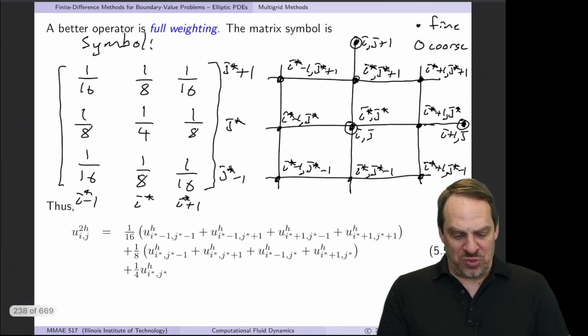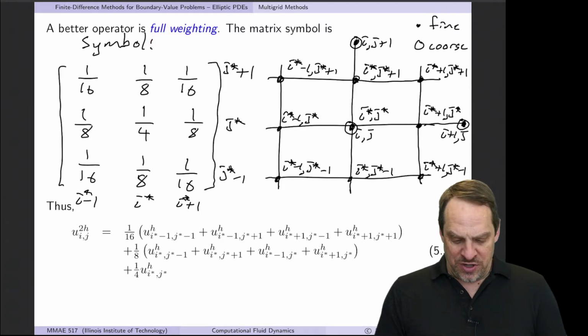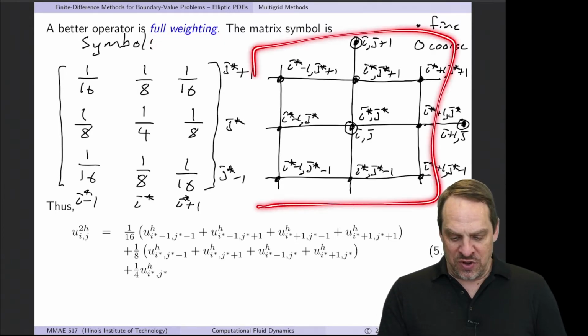So the more popular approach is what's called full weighting. Let me start over here on the right. So this is a segment of our grid.